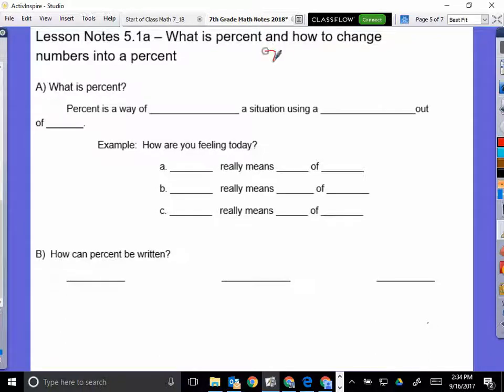Like if you had a number like 75%, okay, I like them better than fractions. I like them better than decimals. They just seem to kind of make sense. So let's talk about this.